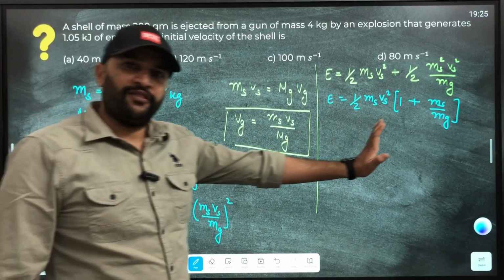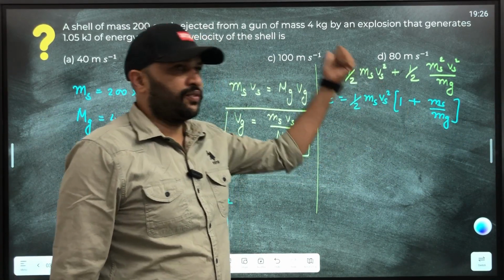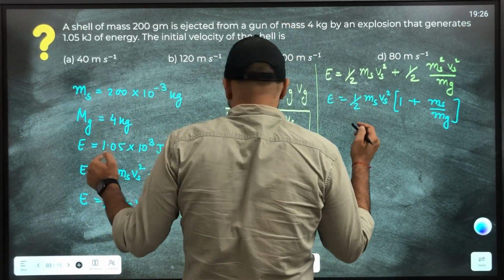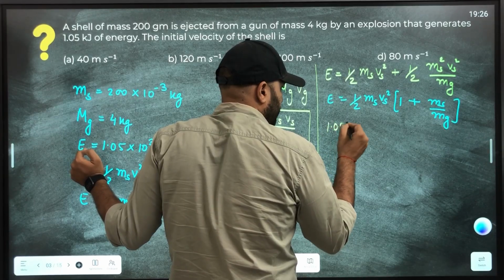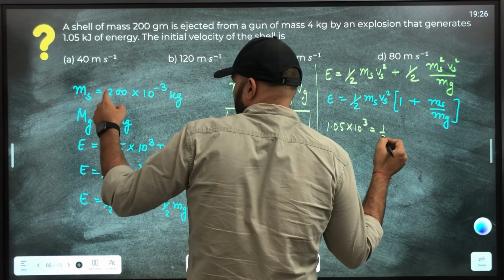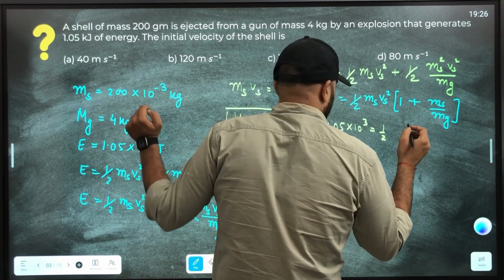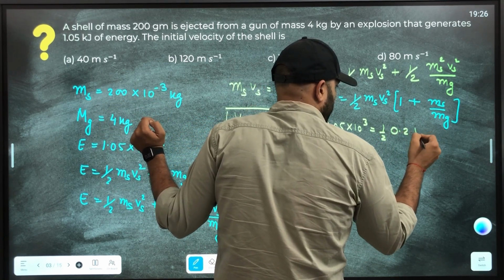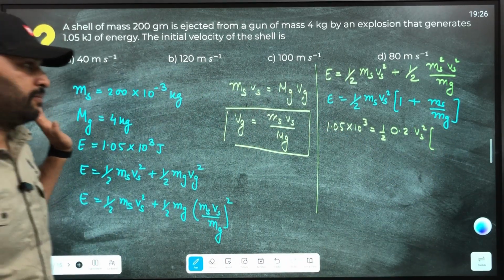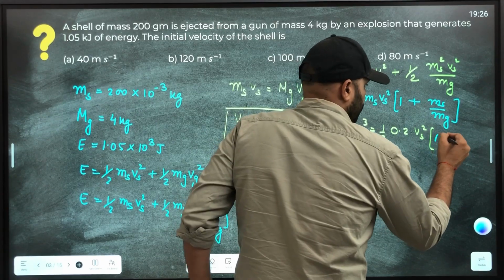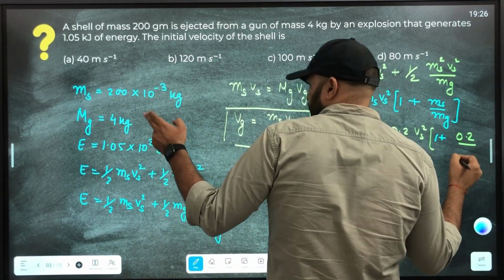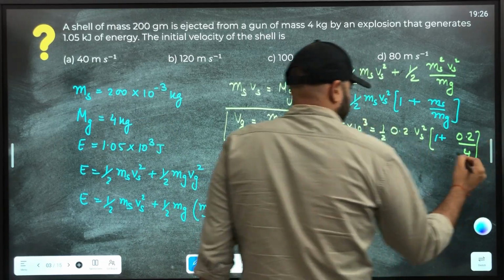Now let's substitute the values and figure out the unknown, the velocity of the shell they are asking, right? So E is nothing but, we have written 1.05 into 10 to the power 3, half, what is the mass of the shell? 200, and let's make it 0.2, that will be better, and velocity vs square we don't know. Okay, up till here I hope this is clear. 1 plus, what is the mass of the shell? 0.2, mass of the gun 4 kg. I hope this is clear.